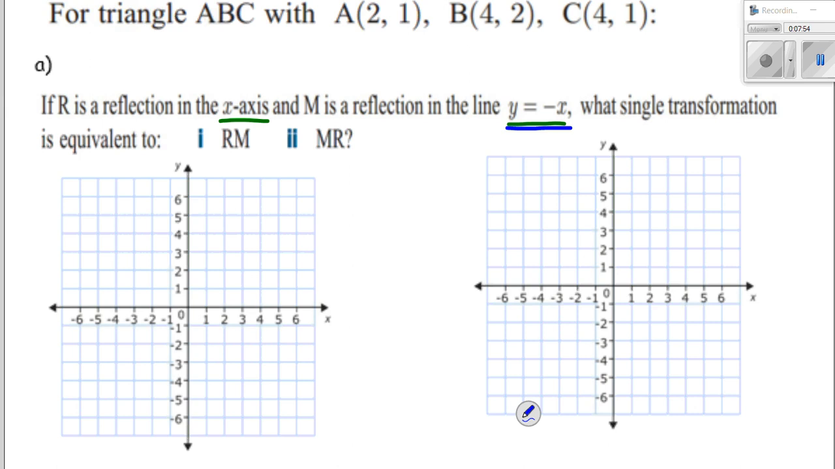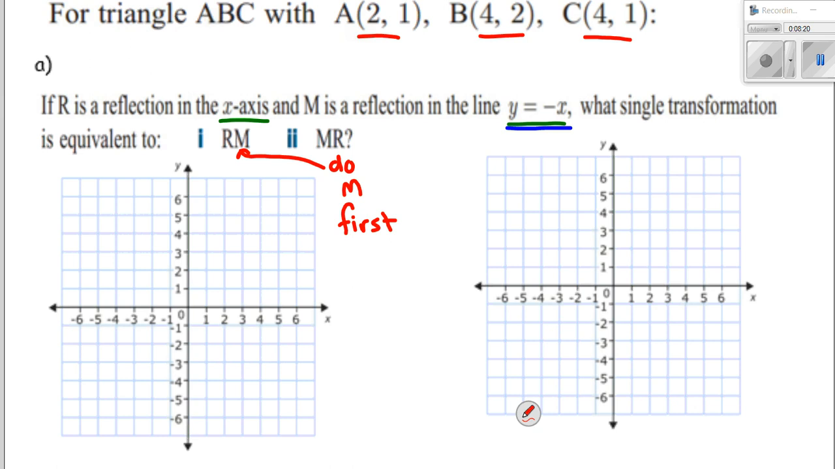So according to M, we need to do M first. First of all, let's draw the original triangle, so triangle that, that, and that. Let's draw our lovely little object. I'm going to draw my object in red because that's my little habit.